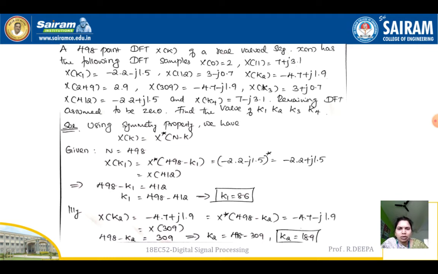So here I have done for k1 and k2. In the same way you can do it for k3 and k4 also. Try to get the solution for k3 and k4. Let us discuss in the next class. Okay. So this is about the symmetry property problems. So k3 and k4 you are going to calculate, right?